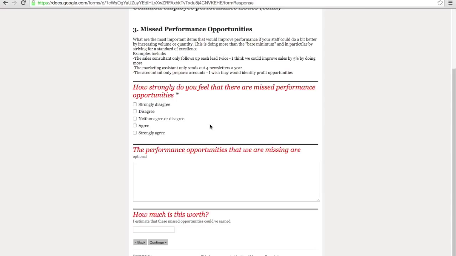So again, on the scale, how strongly do you feel that there are missed performance opportunities? From strongly disagree to strongly agree, pick one. And then, again, this is optional, but good practice. If this resonates with you, record what performance opportunities you think you're missing, and again, how much you think these performance opportunities could have earned you. When you've done that, hit continue to carry on.